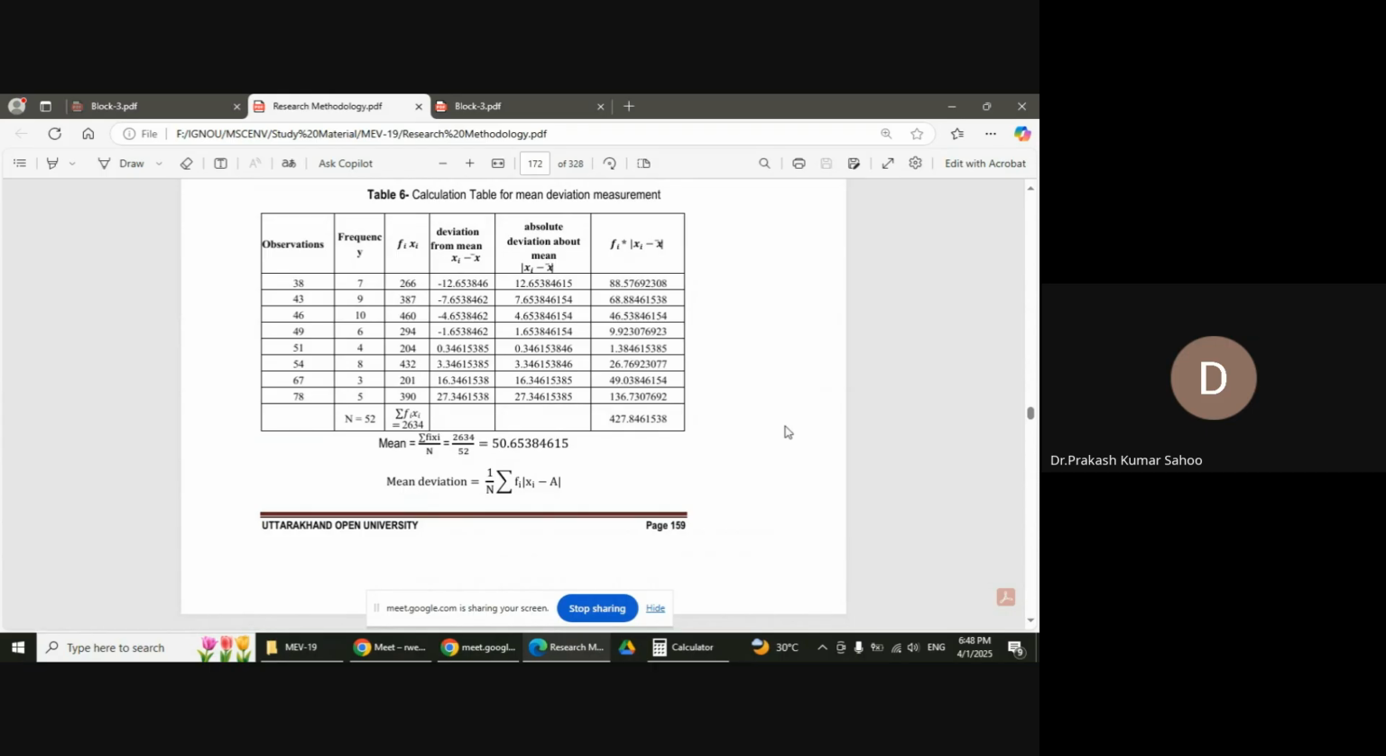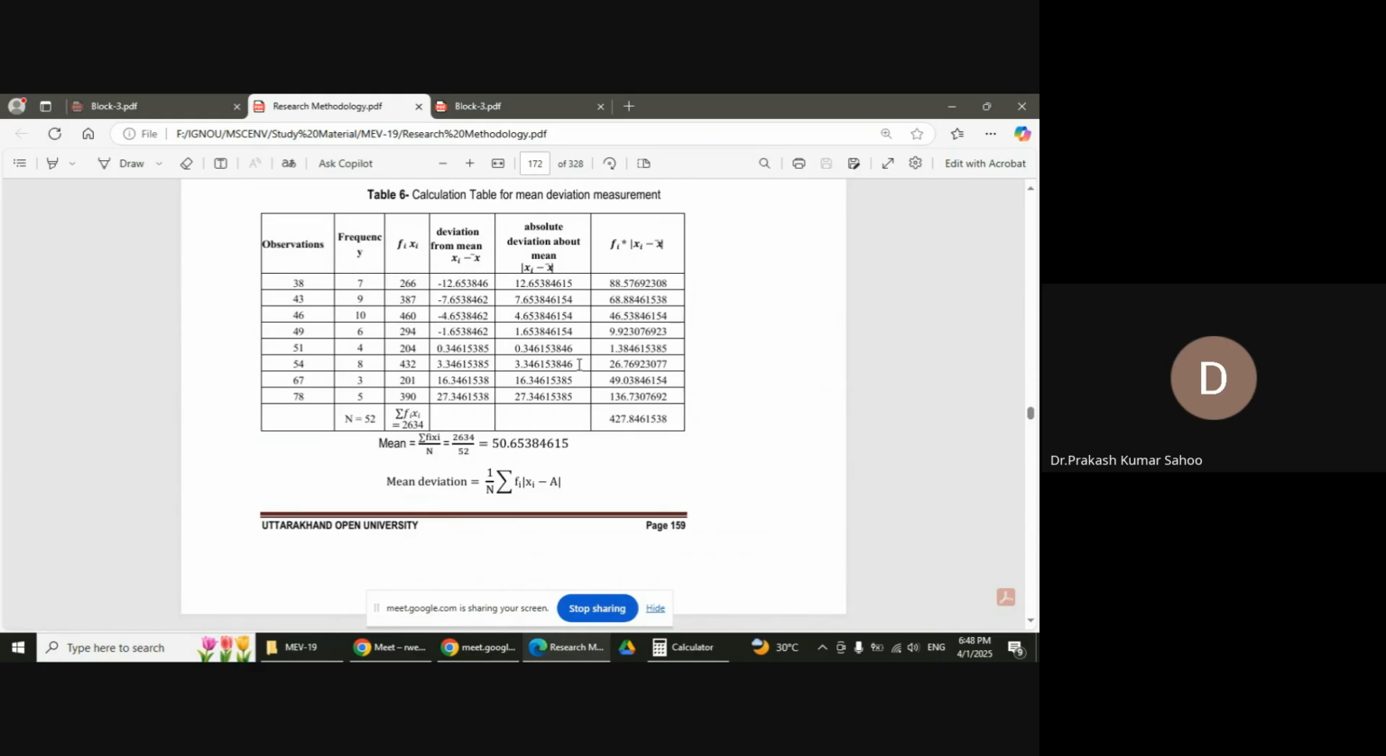So you have to calculate like this, and I think you are allowed to carry a simple calculator for the MEV-019 paper, which you are allowed to use during your examination.